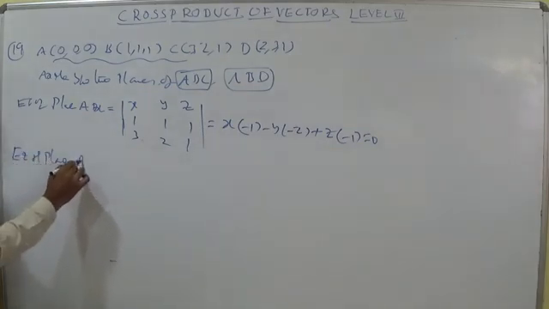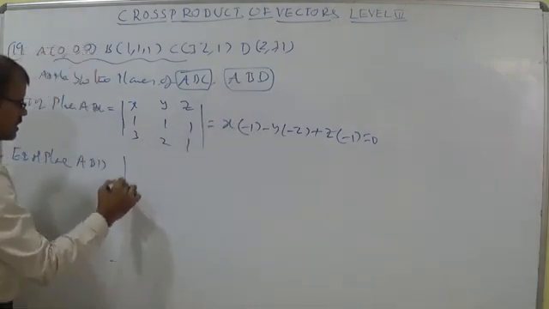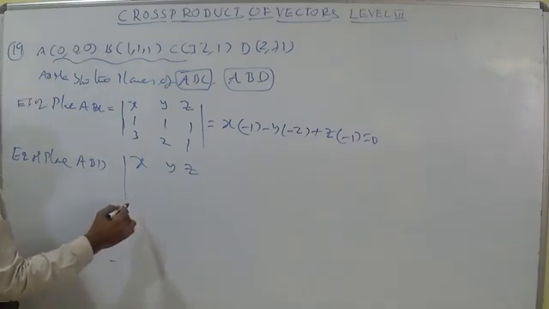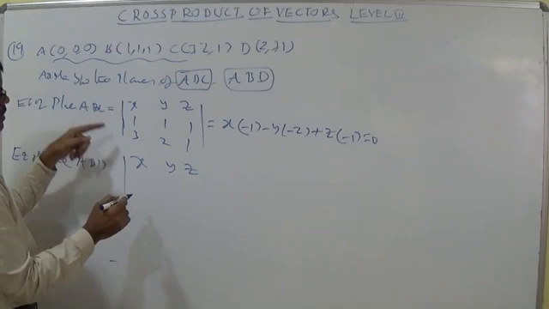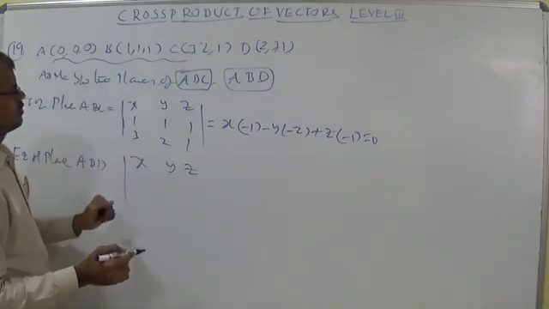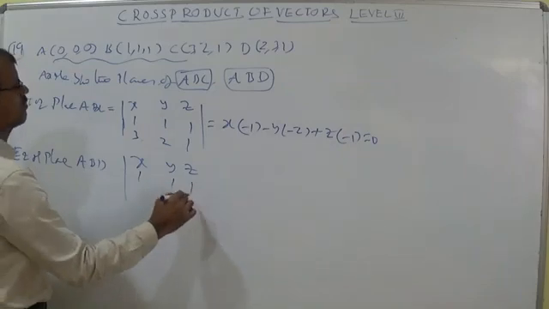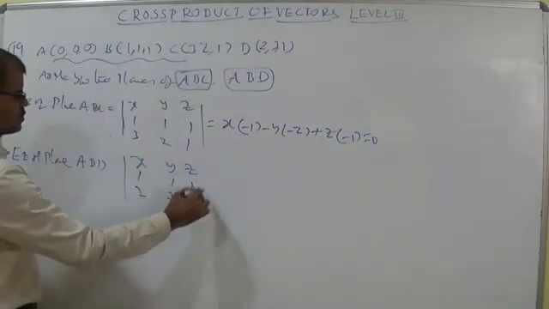Next equation of plane, the next one I am discussing. Equation of plane ABD. In the same way, you can write here x, y, z. Here ABD means B minus A. X minus 0, y minus 0, z minus 0 I had written. Next B, same as it is, 1, 1, 1. D minus A you should write, this is 2, 3, 1.